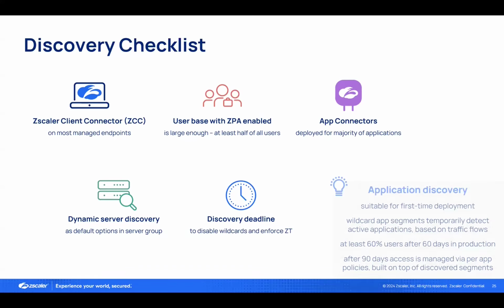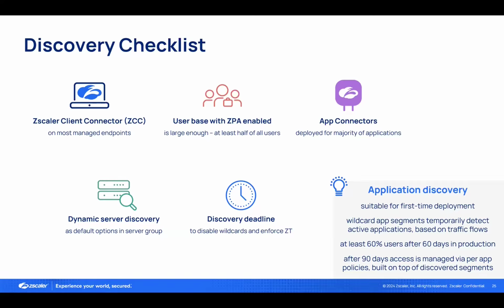One important thing to understand about discovery is that you should set a discovery deadline to disable wildcards and enforce zero trust. Because of the way wildcard app segments are configured to allow all users access to all applications, we want to avoid using these in the long term. Application discovery is suitable for first-time deployment. It's recommended that after 90 days, discovery segments be deleted and access be managed via per-application policies built on top of discovered segments only.